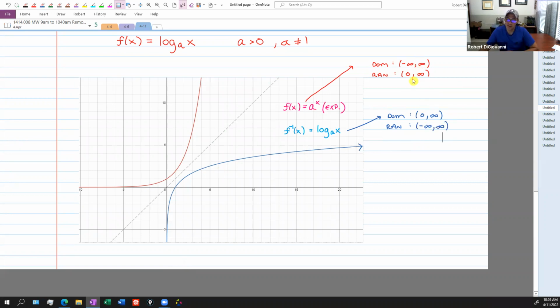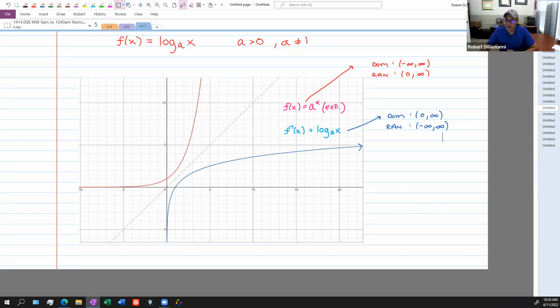Do y'all see a similarity between these? They've switched, right? So for all logarithmic functions, the domain is 0 to infinity, not including 0. And the range is negative infinity to infinity, which is the opposite of the domain and range for the exponential, which is its inverse.